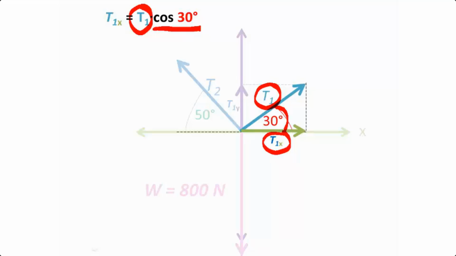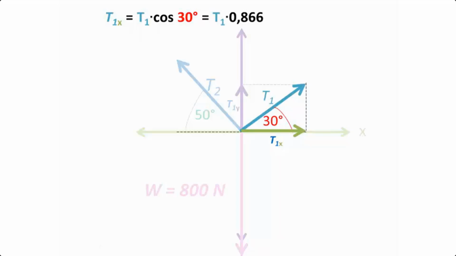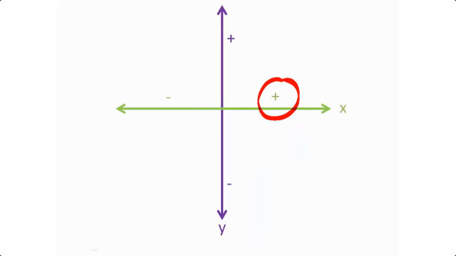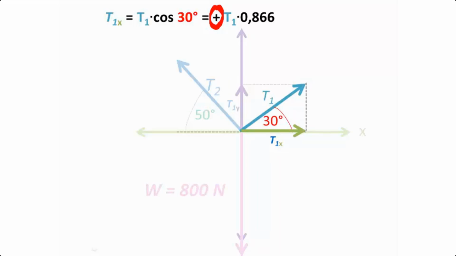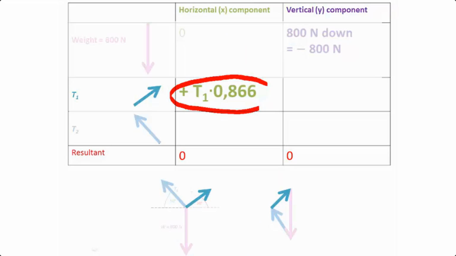Now, we cannot substitute a value into T1 because we don't know it, but at least we can calculate what cos 30 is, 0,866. So we can give T1's x component's value in terms of T1. We can't give the final answer yet, but we can give it in terms of T1: T1 multiplied by 0,866. And we know that the direction is to the right, which we have chosen to be positive. So therefore we can call it positive T1 times 0,866. T1's x component is positive T1 multiplied by 0,866.